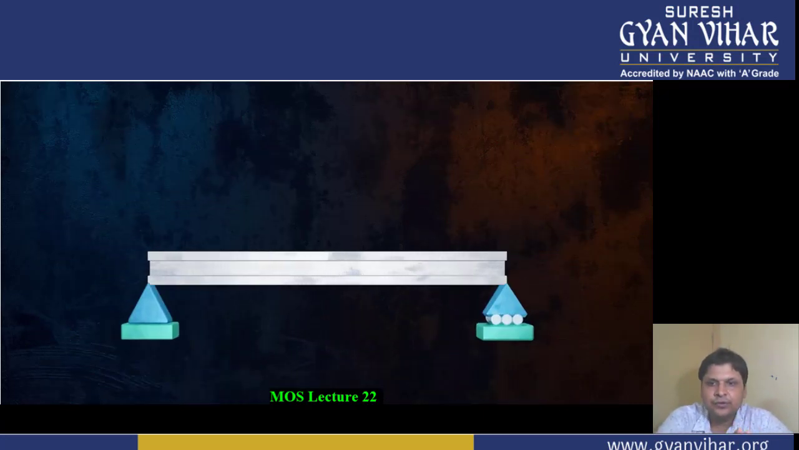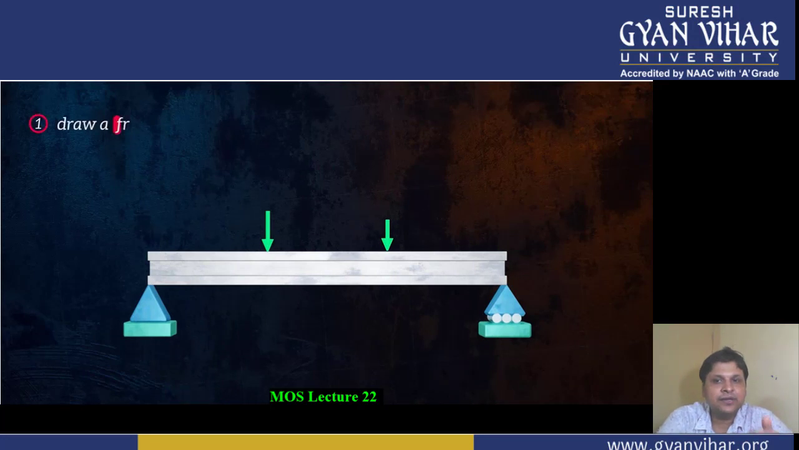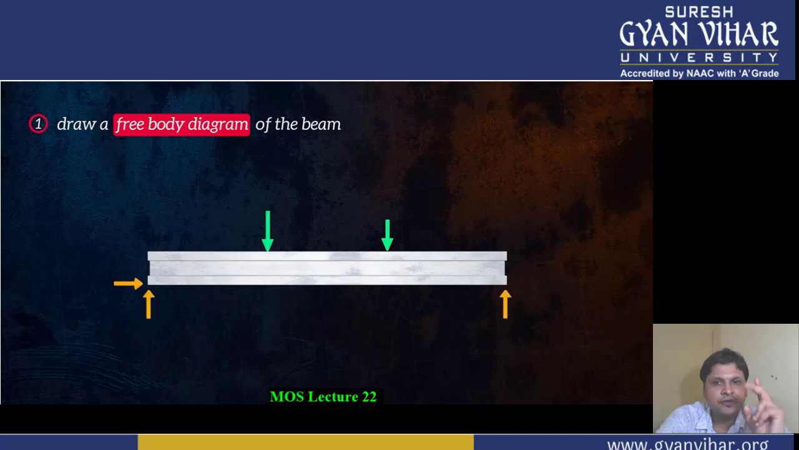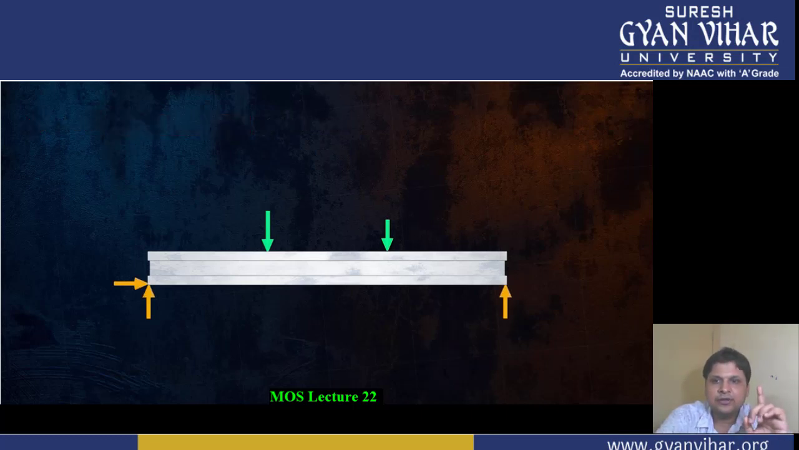So how do you determine the shear force and bending moment within a beam? There are three main steps we need to follow. First, we draw a free body diagram of the beam. This shows all the applied and reaction loads acting on the beam.